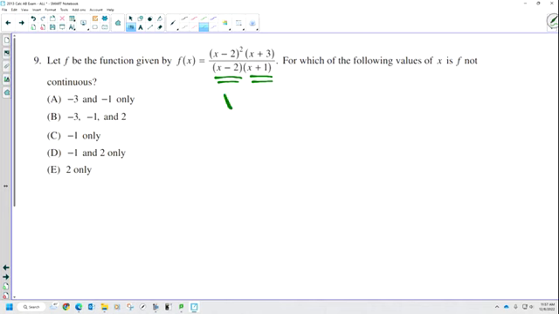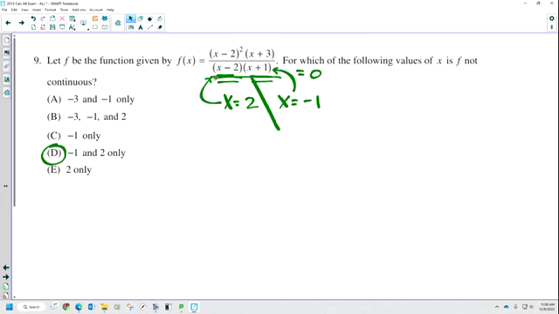That happens when x is 2. That would make this side a 0. 0 times anything is 0. And when x is negative 1, because that would make this parenthesis a 0. We're basically T-boning and solving to see what makes the bottom equal to 0. And that's at 2 and negative 1. That was really easy, because 2 and negative 1 make that whole fraction undefined, and it can't exist at those points, so it is not continuous at those points.